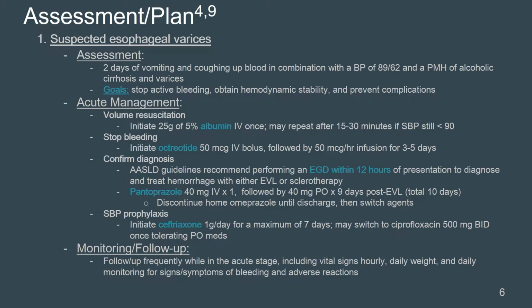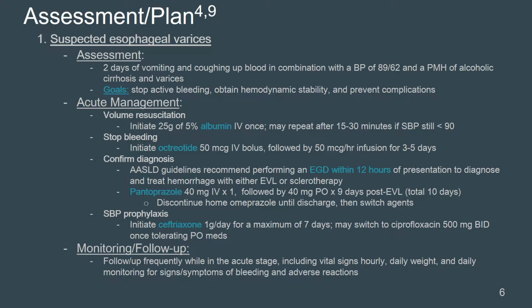The guidelines do recommend confirming the diagnosis by performing an EGD within 12 hours of patient presentation, and then either EVL or sclerotherapy to treat the hemorrhage. Generally, patients will be started on a PPI when they present with GI bleeding, but if they haven't been started on a PPI, the guidelines recommend pantoprazole 40 milligrams IV times 1 after the EVL, and then followed by 9 days of PO for a total of 10 days.